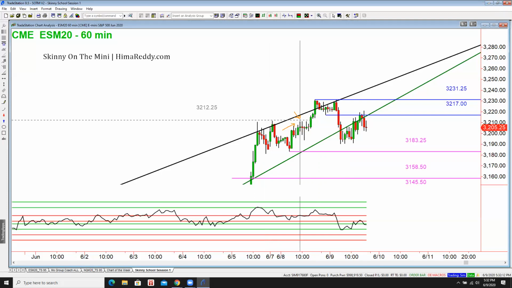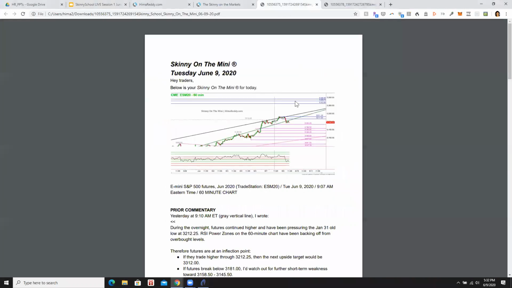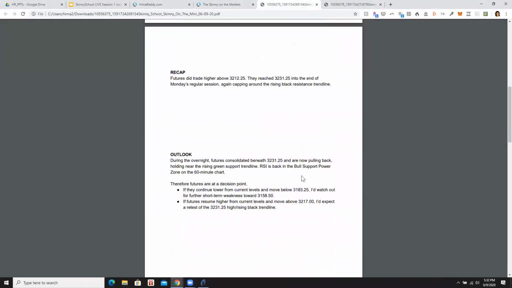So coming back to the outlook. I give you the scenario, what I think is going to happen if X, Y, Z. I lay out that case, and then I give you the alternative. Now, many times I'll give this to you in a bulleted fashion if there's not a clear, strong conviction from me. So let's look at our June 9th report example. Look at the outlook for today. Futures are at a decision point.